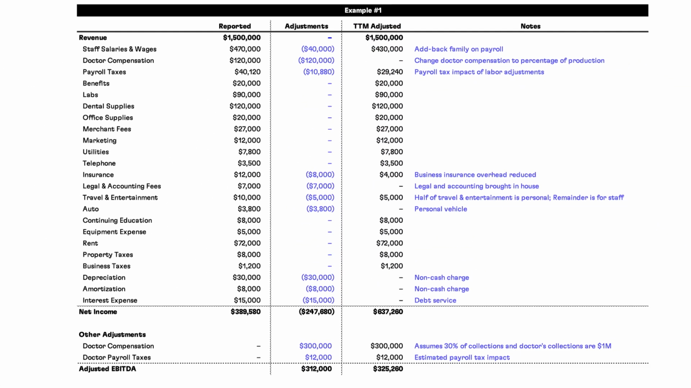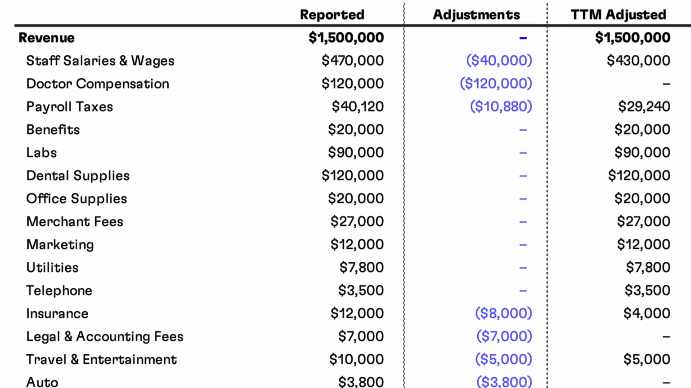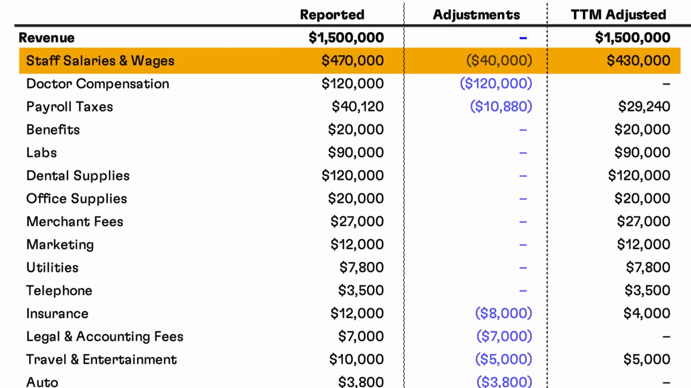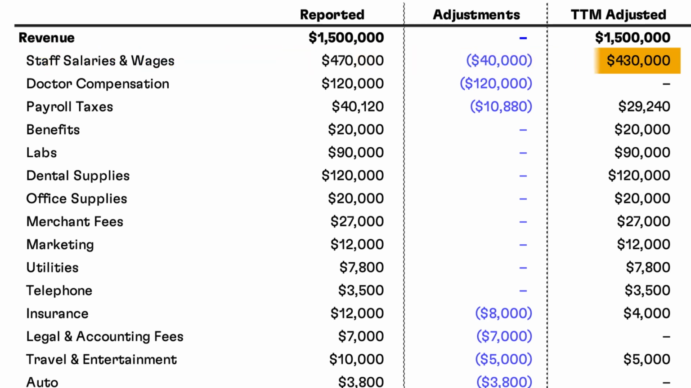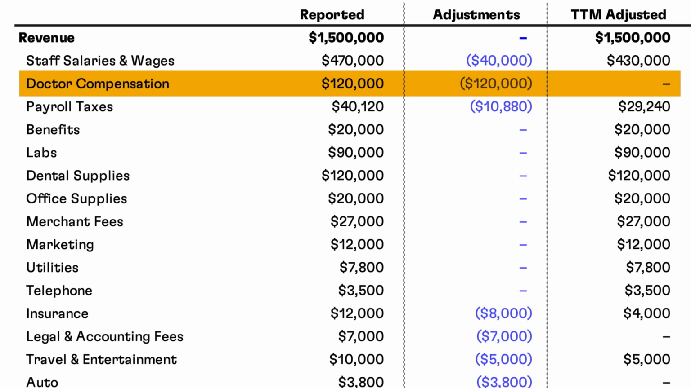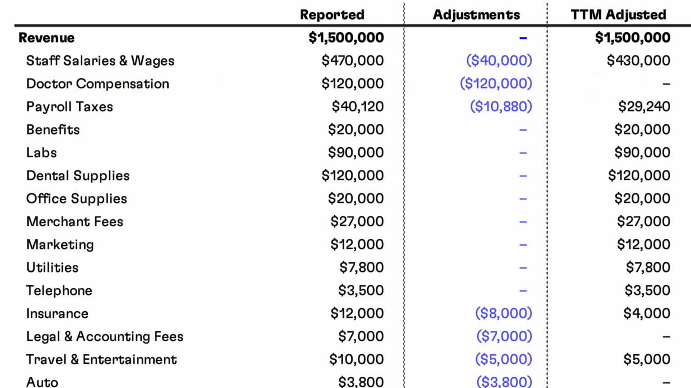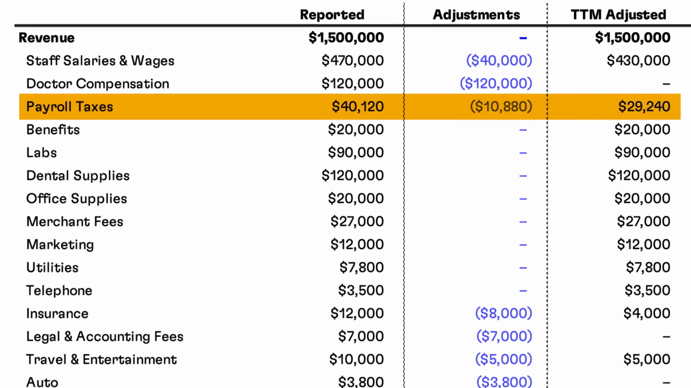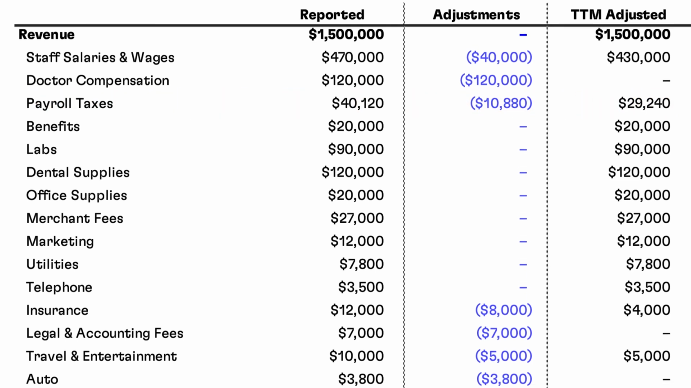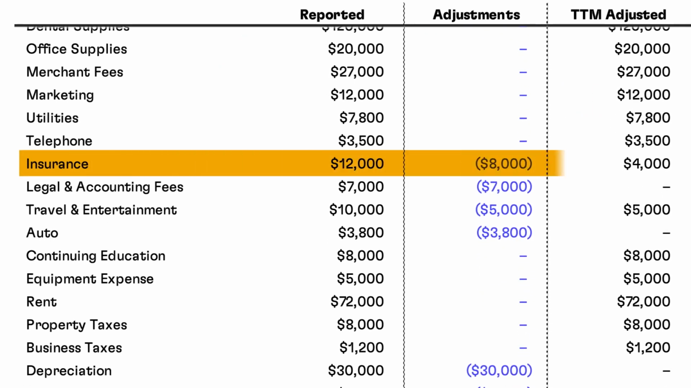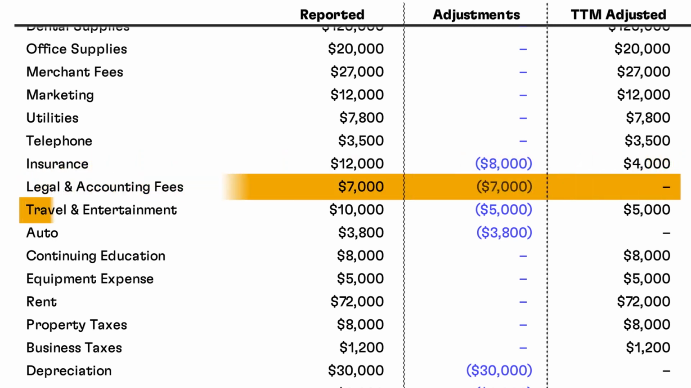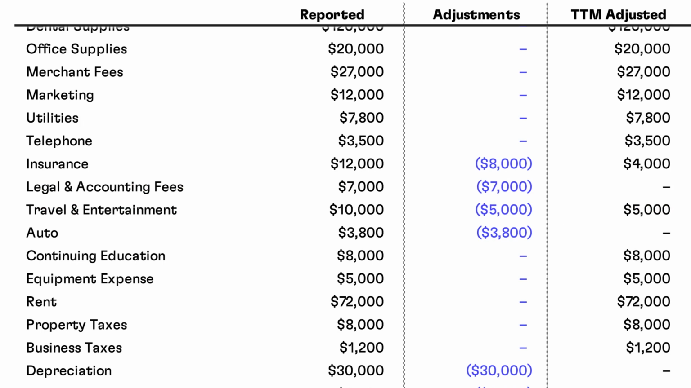The first adjustment we're going to make here is to add back family that's on payroll. So staff salaries and wages is going to be reduced by $40,000. The second adjustment we're going to make is to eliminate the doctor's salary. In most cases, the practice owner's salary is completely arbitrary, and we're going to reset this to a market rate compensation anyway. The third adjustment is to reduce payroll taxes correspondingly with the reduction in salaries and wages. Next, we're going to adjust insurance. We're going to eliminate legal and accounting fees. We're going to reduce travel and entertainment, and we're going to add back practice owner's personal auto.